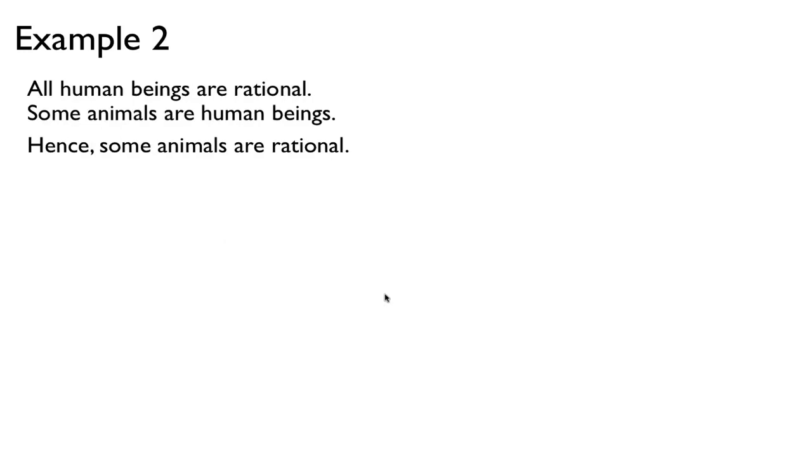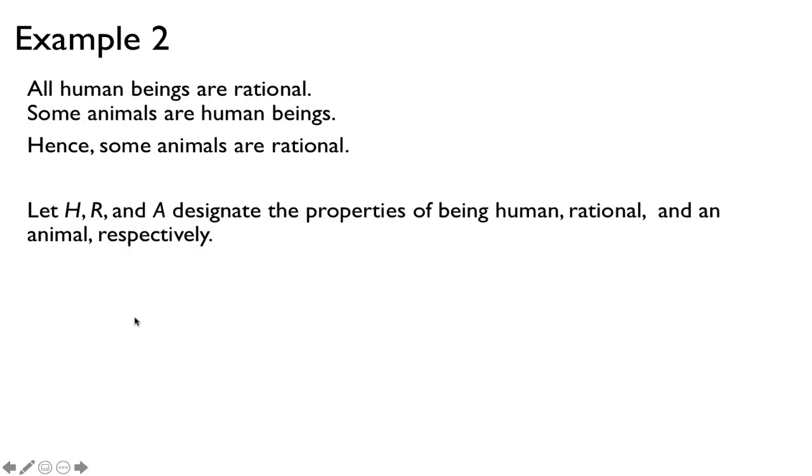Okay, how about this one? All human beings are rational. Some animals are human beings. Therefore, some animals are rational. So let's say H, R, and A would denote those properties of being human, rational, and animal, respectively.